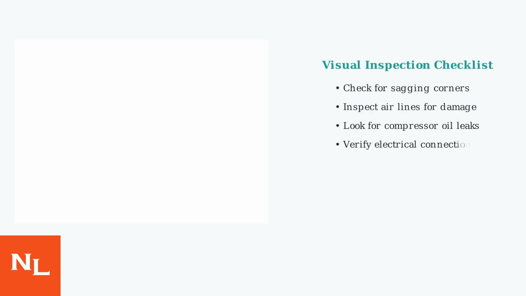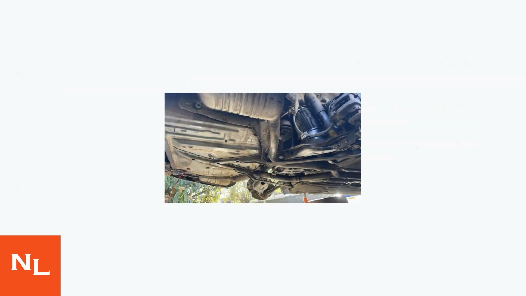The first step in fixing air suspension faults is a thorough visual inspection. Start by checking for obvious signs of failure around your vehicle. Examine the undercarriage to identify suspension components and check for visible damage to air lines, connections, and mounting points.